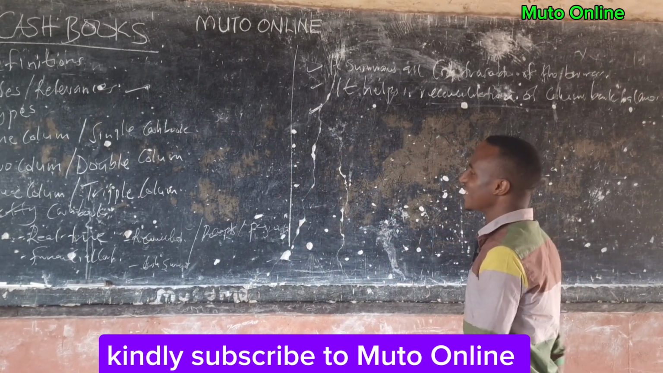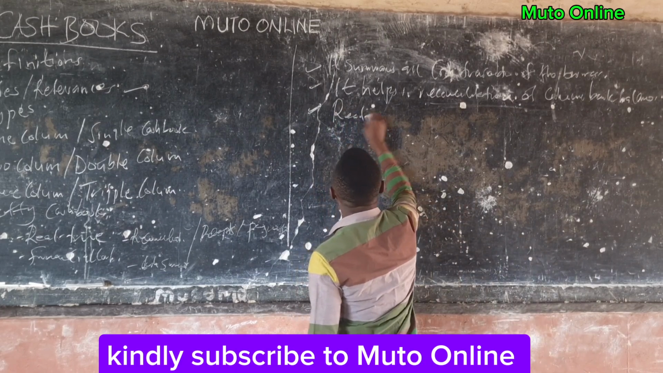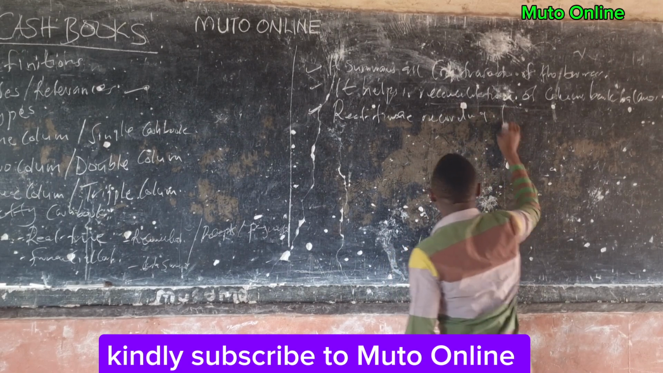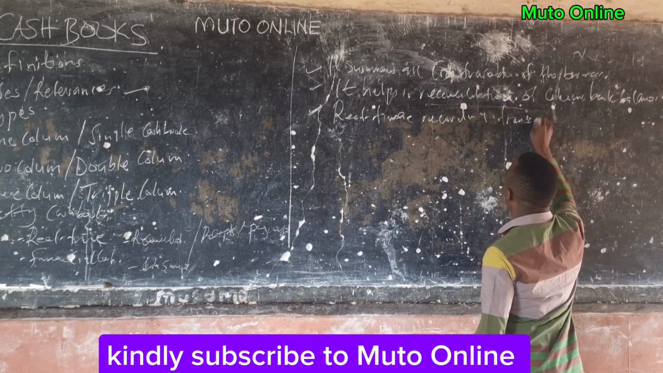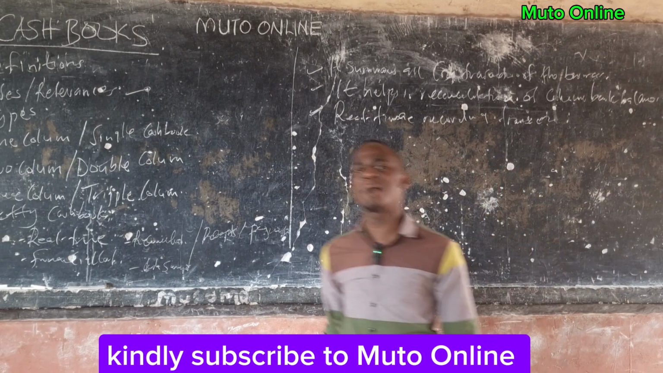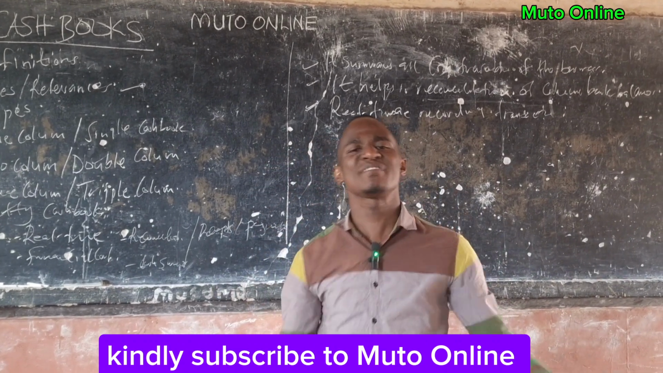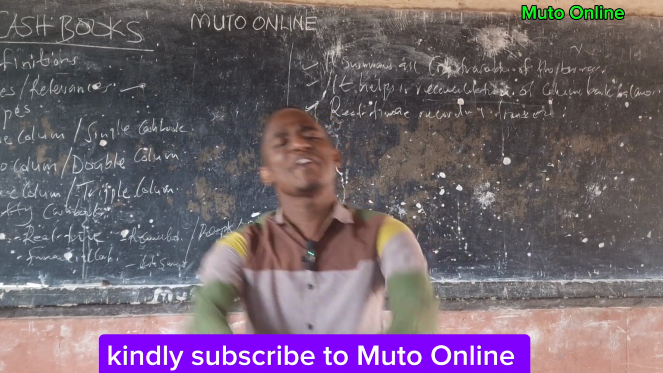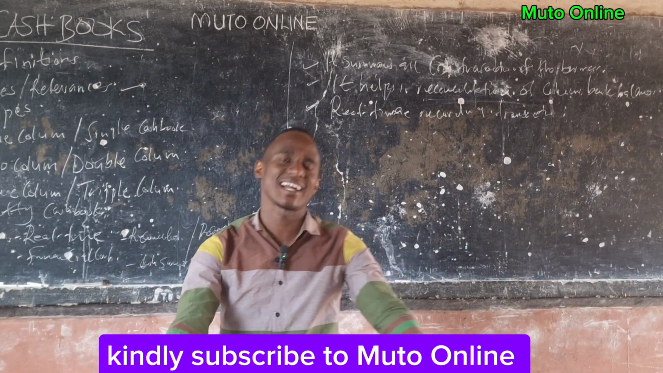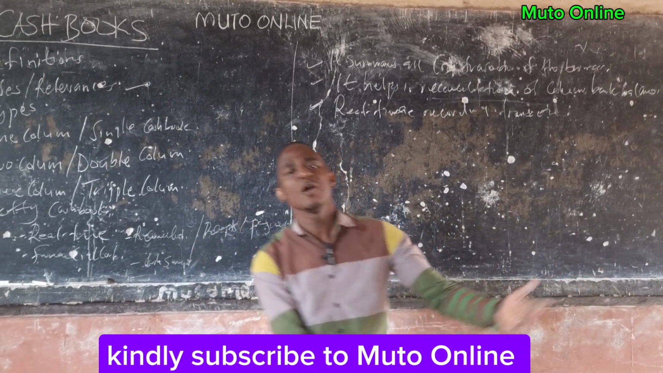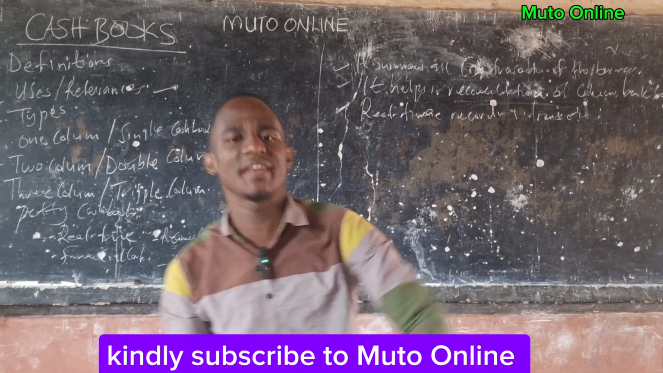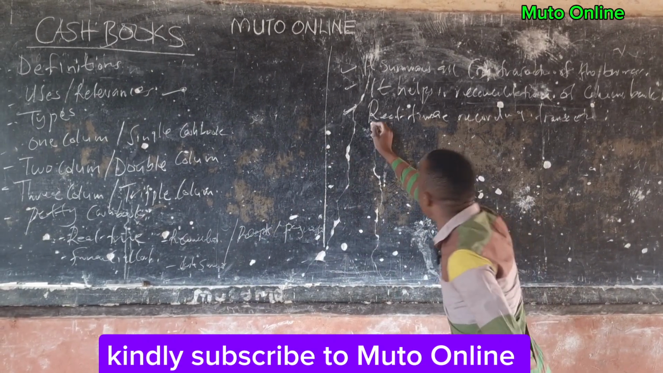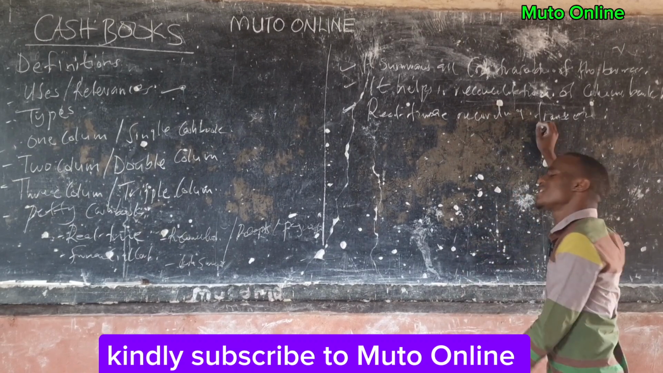A cash book also helps in real-time recording of these transactions. We are going to look at such examples. You can call the business XYZ Limited. It commenced a business with cash at hand and cash at bank, depending on the amount of the transactions that are made. So the cash book helps in real-time recording of all these transactions.